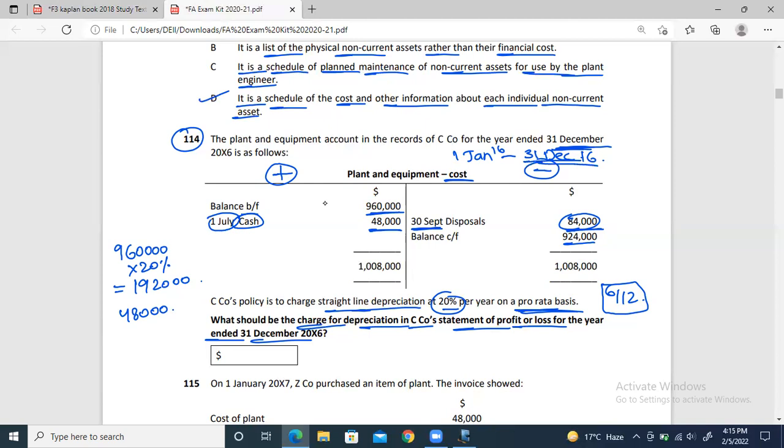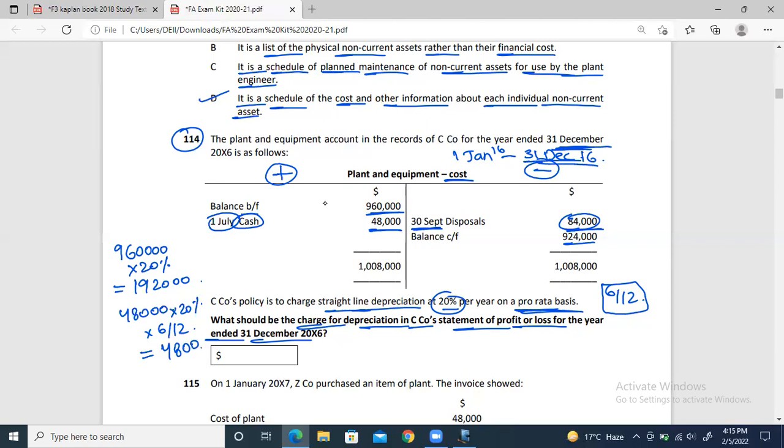We did not use them for the whole year, right? So what we do is 48,000 into 20% into 6 by 12. So this is the meaning of proration. 48,000 into 20% into 6 by 12. So this is giving us the answer of 4,800.